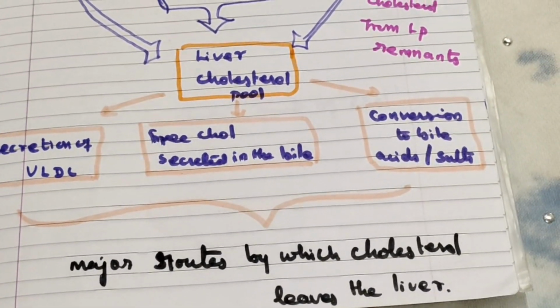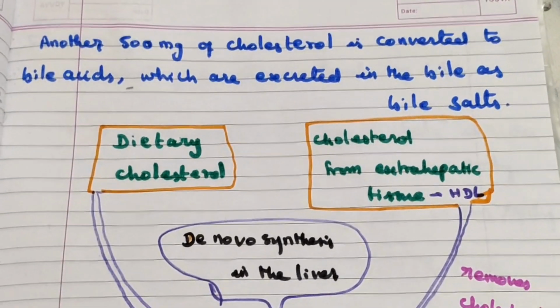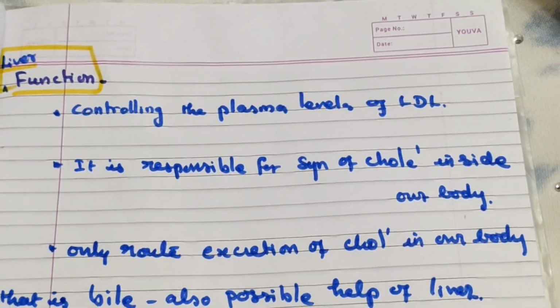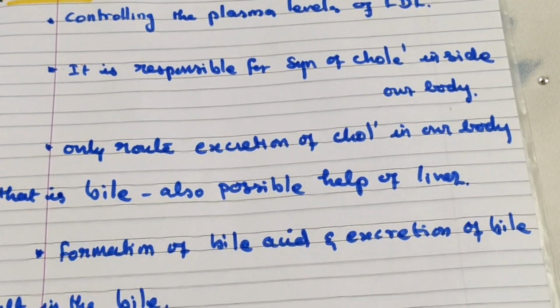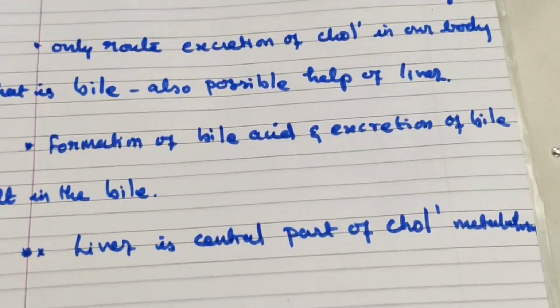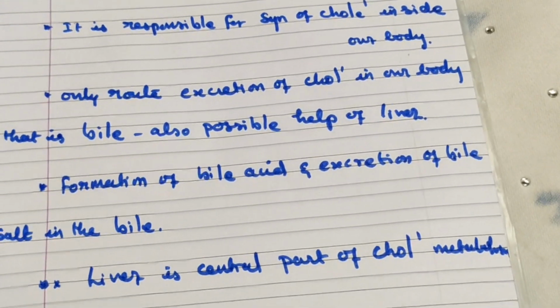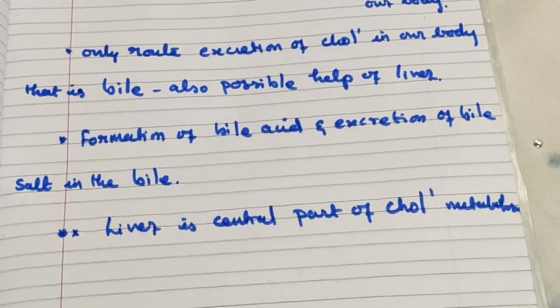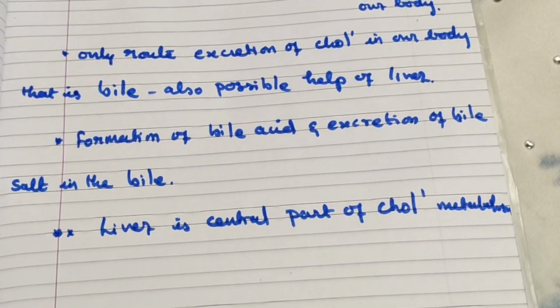The major route by which cholesterol leaves the liver. So the liver's functions: controlling the plasma level of LDL, being responsible for the synthesis of cholesterol, and being the only route of excretion of cholesterol from our body, through bile acid or bile salt. So it is the central place. Thanks for watching.